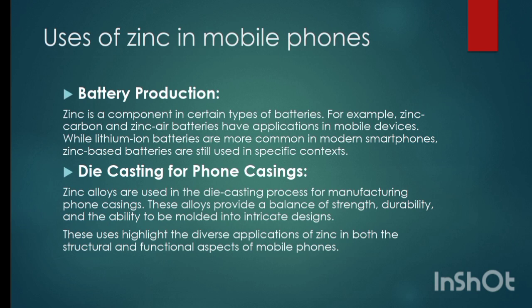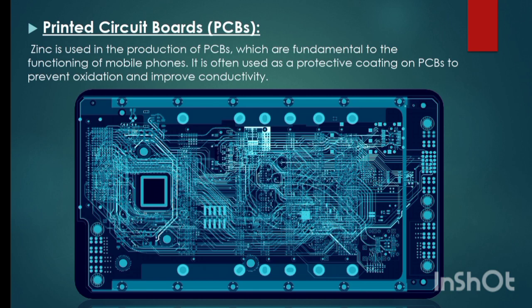Die casting for phone casings. Zinc alloys are used in the die casting process for manufacturing phone casings. These alloys provide a balance of strength, durability, and the ability to be molded into intricate designs. These uses highlight the diverse applications of zinc in both the structural and functional aspects of mobile phones.